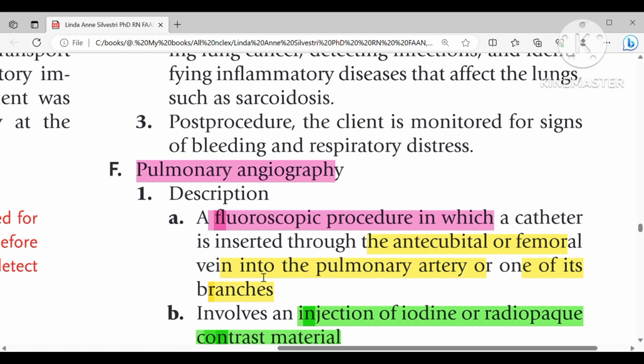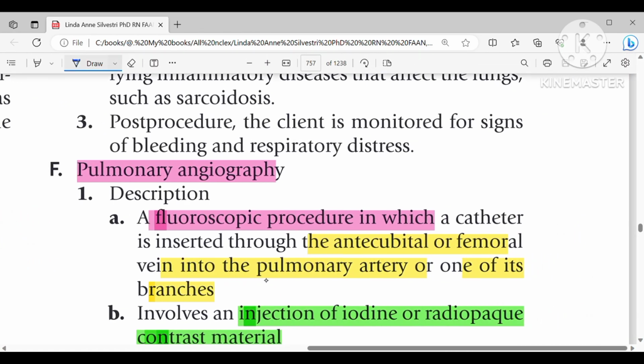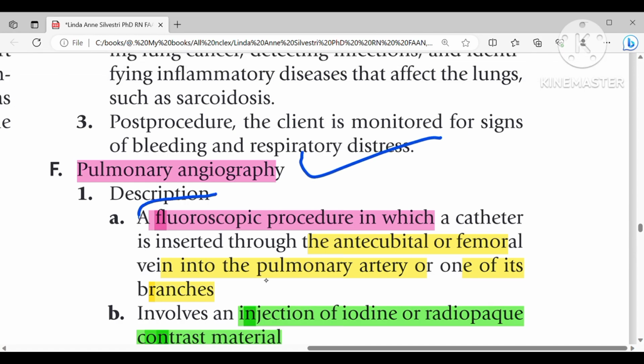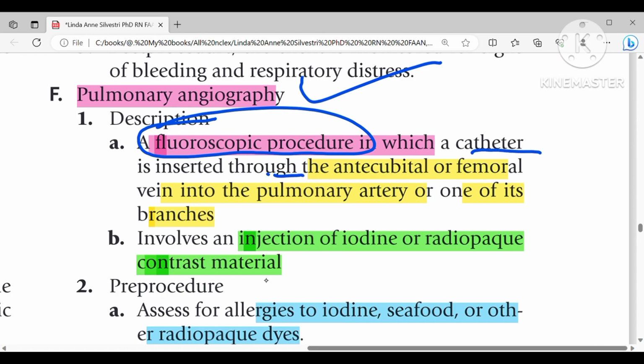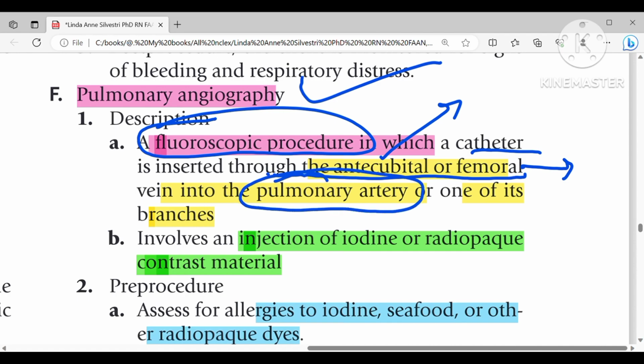So the next one is pulmonary angiography. So what is pulmonary angiography? It is a fluoroscopic procedure in which a catheter is inserted through the antecubital or femoral vein into the pulmonary artery. So it will go inside the pulmonary artery or its branches.